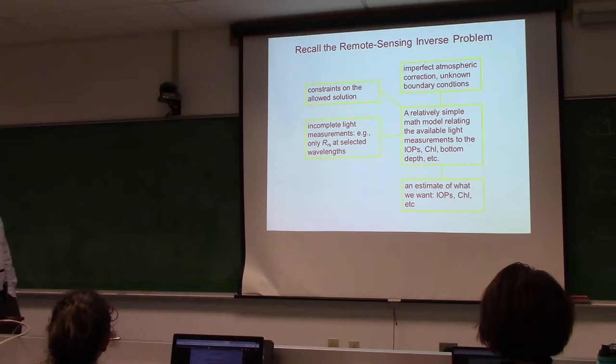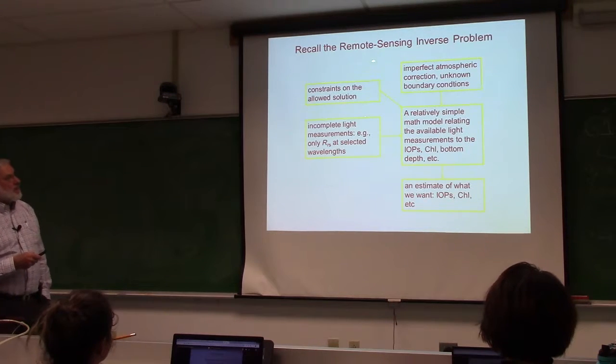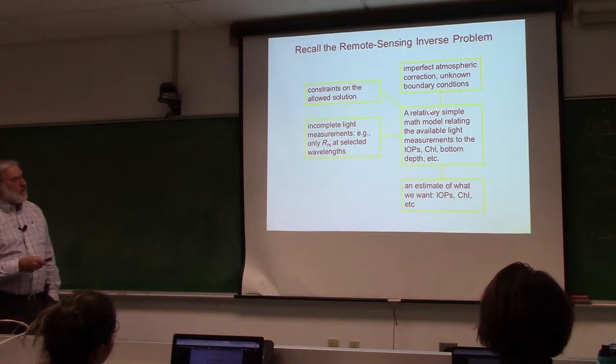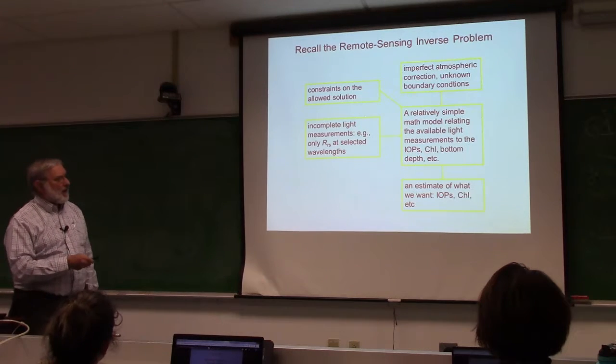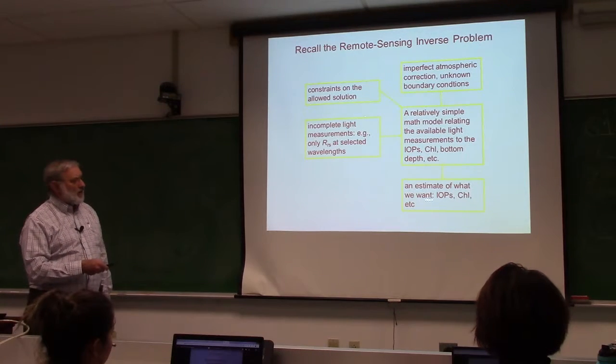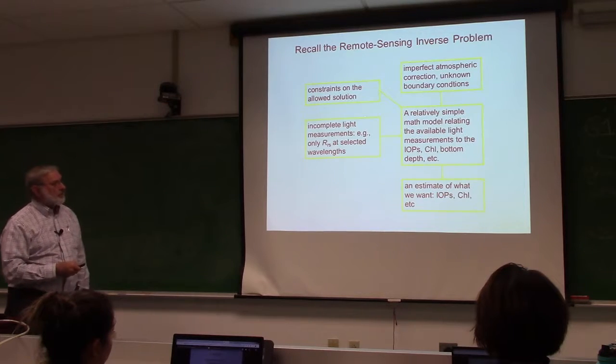Okay, so we kind of recall this remote sensing inverse business where you've got, in this case, RRS, and you may have some constraints, you may have imperfect atmospheric correction, but you're going to feed those into some sort of relatively simple mathematical model and extract whatever it is that you're interested in.